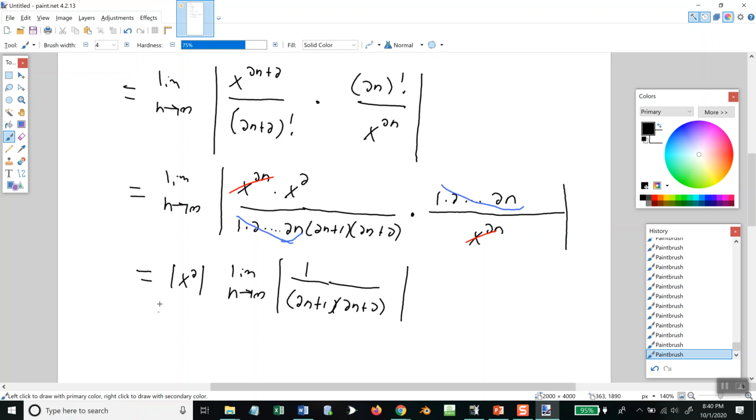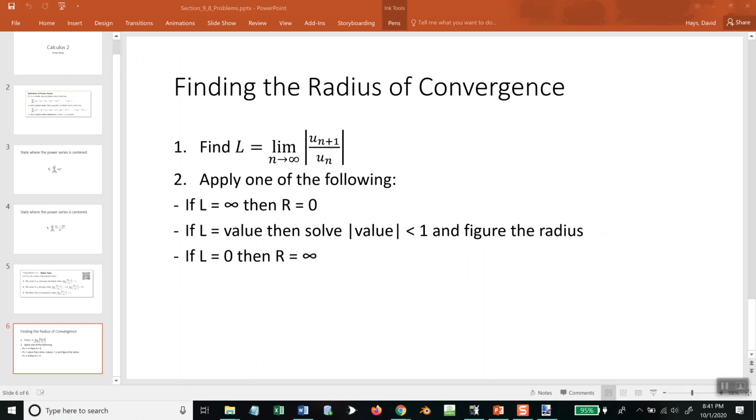If I put infinity in for n, what's the denominator going to be? Infinity. 2 times infinity plus 1 times 2 infinity plus 2. Well, that's going to give you infinity. So 1 over infinity gives you 0. 0 times the x squared gives us 0. And if L is equal to 0, then your radius of convergence is infinity.